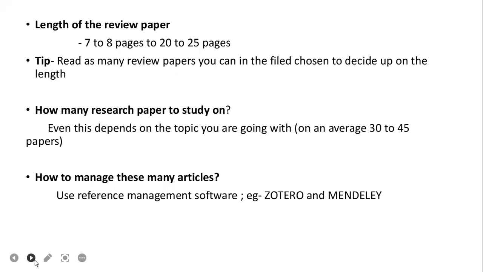And this is the common Q&A we encounter. What should the length of a review paper be? It should be a minimum of 7 to 8 pages and a maximum of 25 pages. You have to read as many review papers as you can to bring in a recognized review paper. That is one of the steps you have to consider. And on average, you have to study some 30 to 40 papers. How do you manage this many articles?